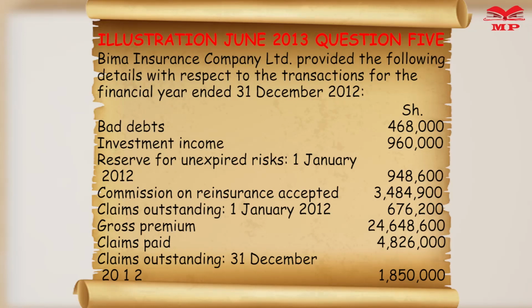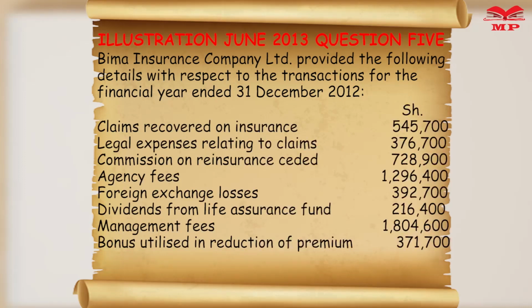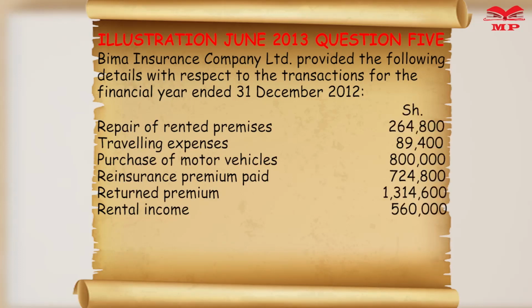So we have bad debts, investment income, reserve for unexpired risks, commission on reinsurance acceptance, claims outstanding as at start, gross premiums, claims paid, claims outstanding as at the end, claims recovered on reinsurance, legal expenses relating to claims, commission on reinsurance cedent, agency fees, foreign exchange losses, dividend from life assurance fund, management fees, bonus utilized in reduction of a premium, royalties from patents, repair of rented premises, traveling expenses, purchase of motor vehicles, reinsurance commission paid, return premium, and rental income.